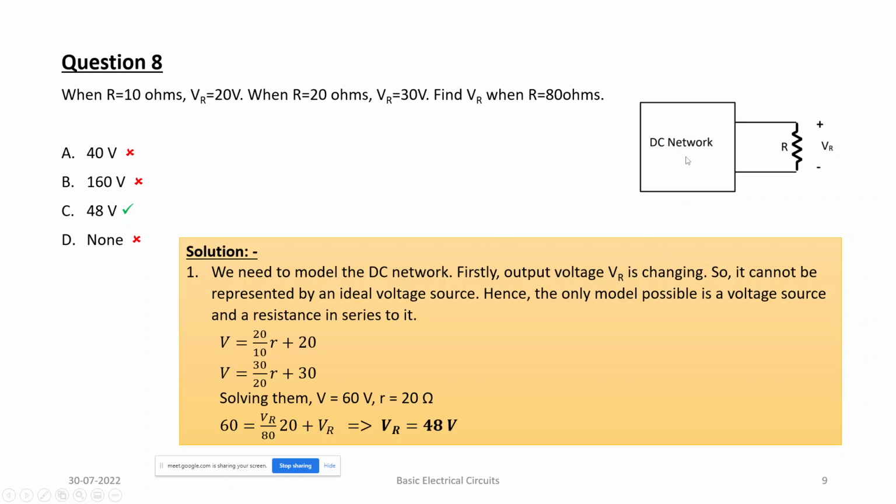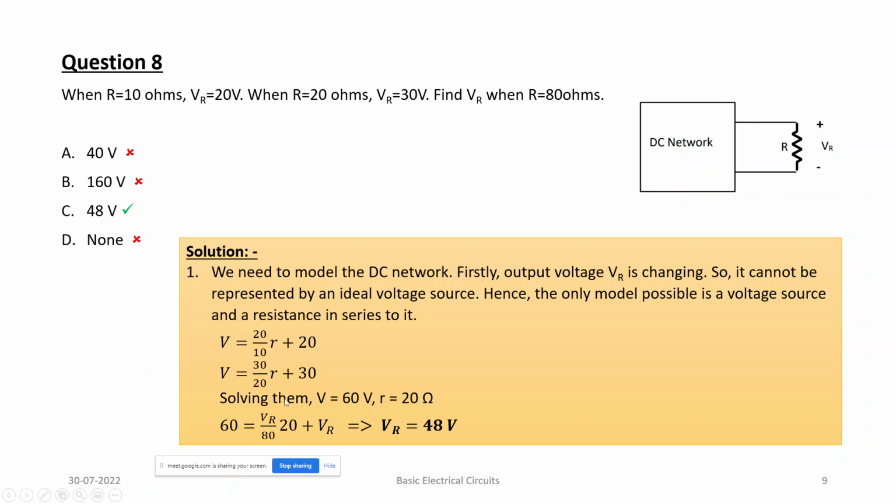So the voltage V, now you can apply KVL. So V equals to how much? V equals to this VR is 20. It's 20 plus the current flowing is VR by R, so it's 20 by 10, it's 2 into that small r, the unknown series resistance. So it's 20 by 10 R plus 20, and the second equation will be V equals to 30 by 20 into R plus 30.